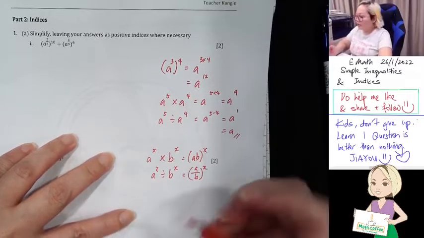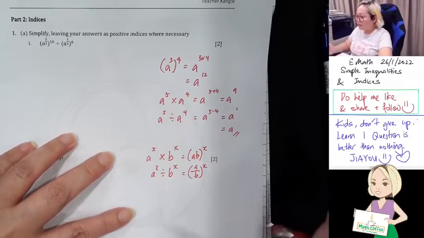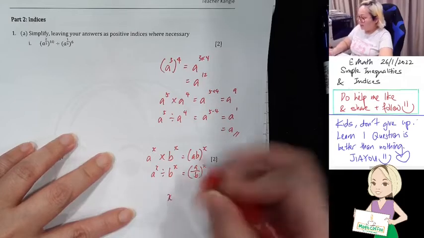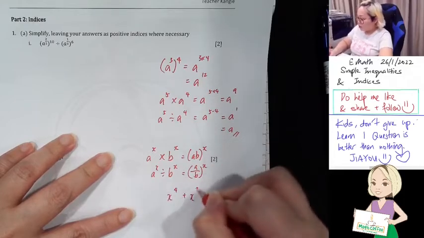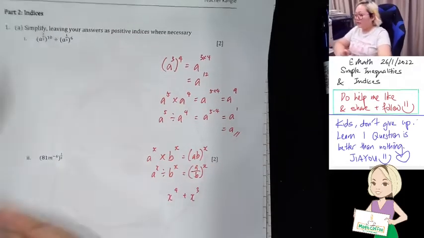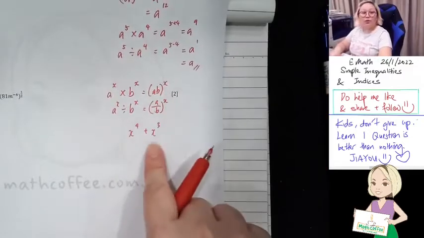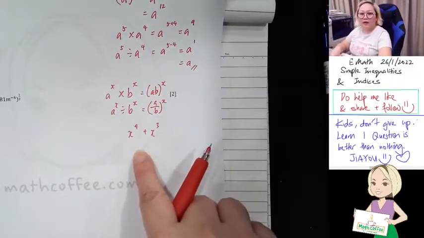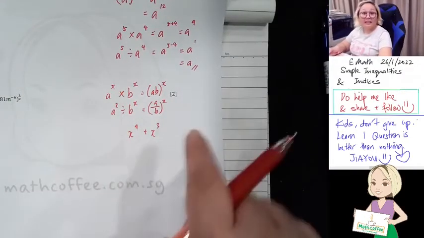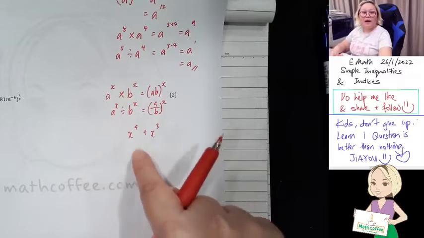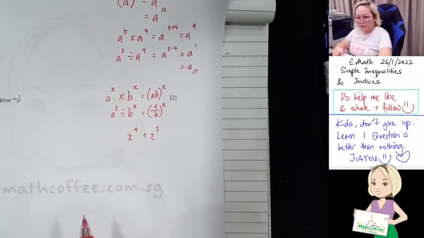Okay, so just now someone asked, how about if it's same base but plus? Let's say if I have x^4 plus x cubed. So this is just like algebra. My question to you is, when you add and subtract algebra, you have to add and subtract like terms. Then you can simplify, right? So x^4 and x cubed, are they like terms?